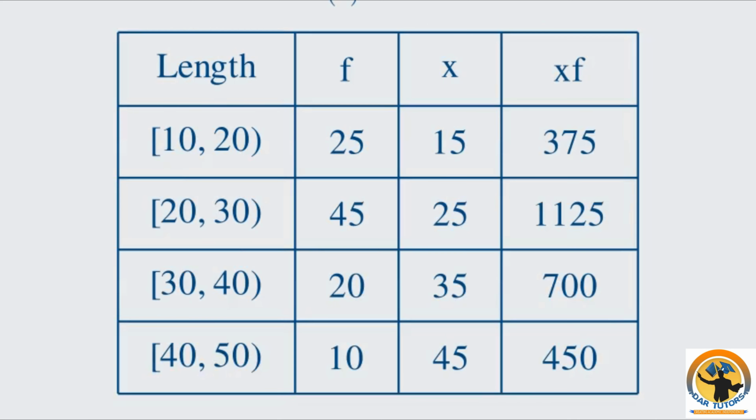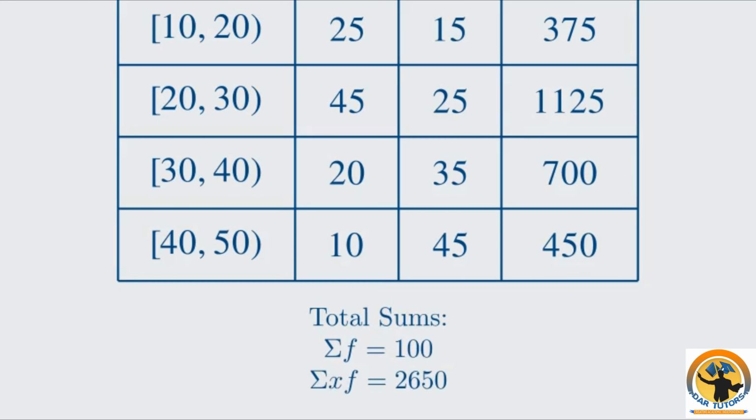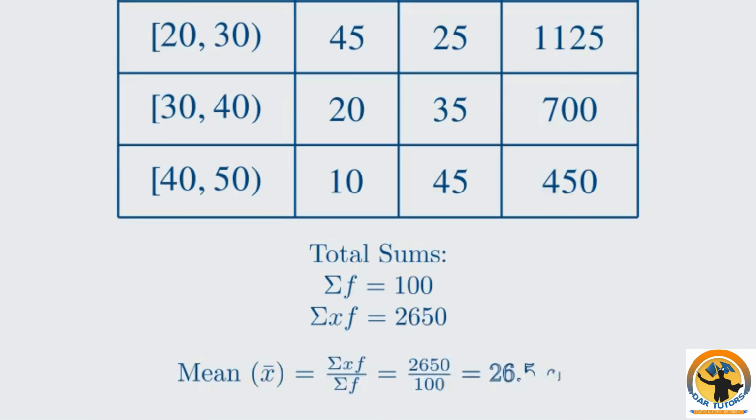To estimate the mean, we create columns for the mid-interval value x and the product xf. The midpoints are 15, 25, 35, and 45. The sum of frequencies, sigma f, is 100. The sum of the products, sigma xf, is 2650. The estimated mean is 2650 divided by 100, which is 26.5 centimeters.